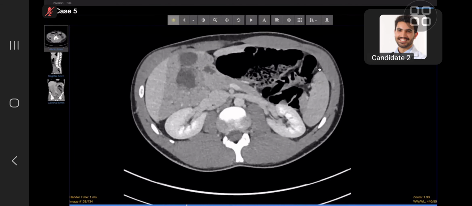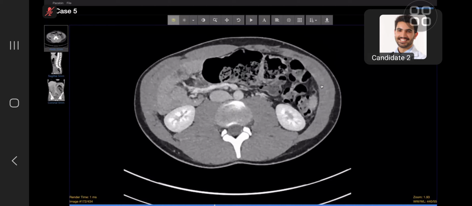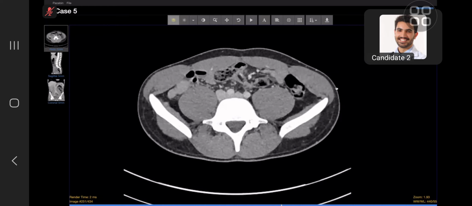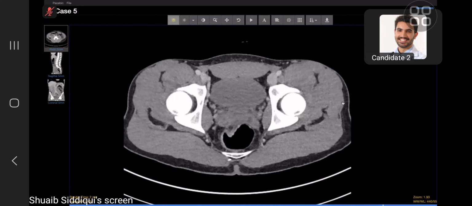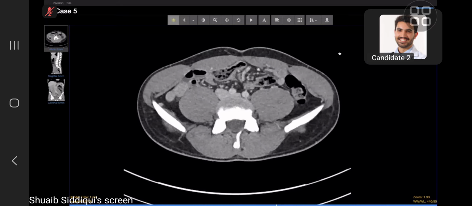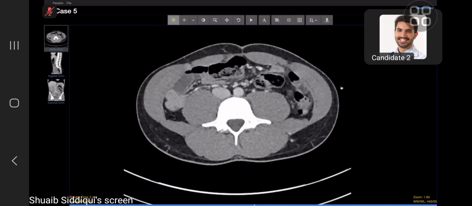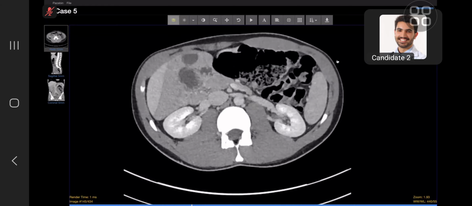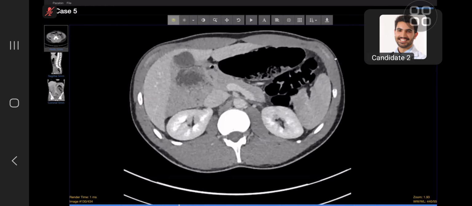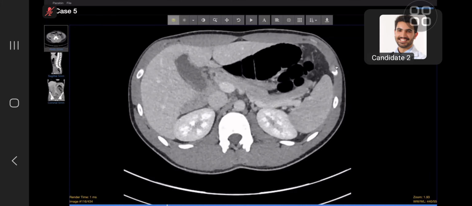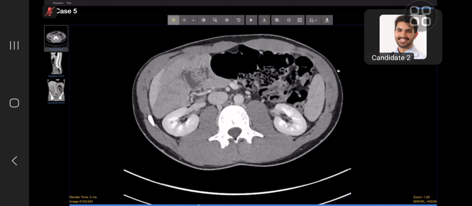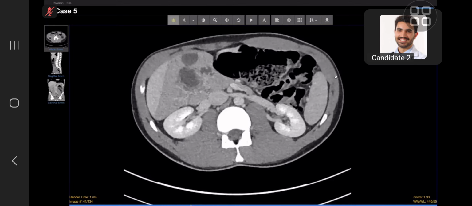The gallbladder also is normal. No features of intestinal obstruction, no pneumoperitoneum, no free fluid. Okay, the vessels are patent, no atheromatous changes. No areas of fat stranding, but I see some bowel anterior to the IVC. I'm not quite sure about this.